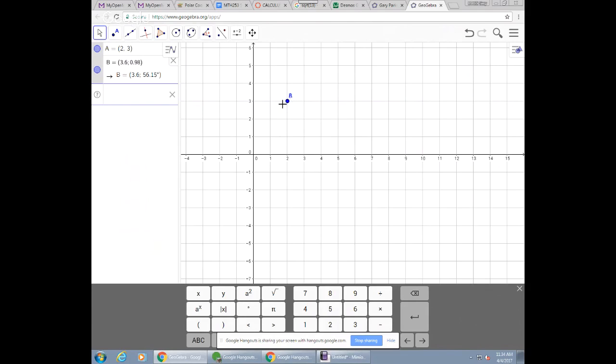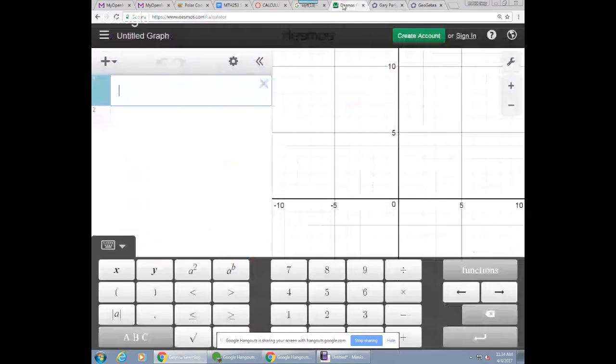So notice A and B are virtually on top of each other. So GeoGebra did interpret the semicolon. Notice, oh, it even converted it to 56.15 degrees, which is a little annoying, but that seems reasonable, doesn't it? Okay. Let's see what Desmos can do.